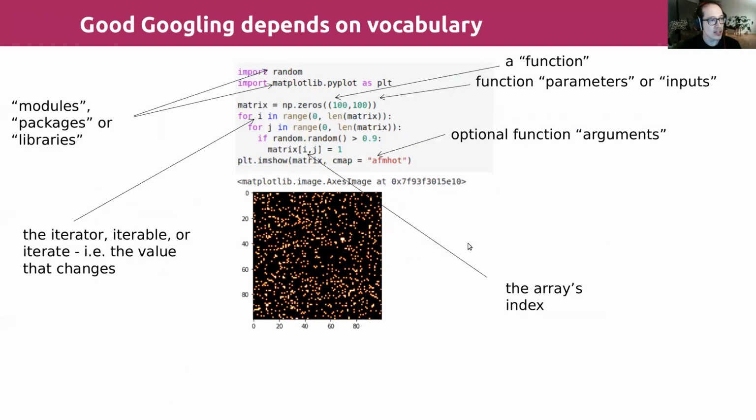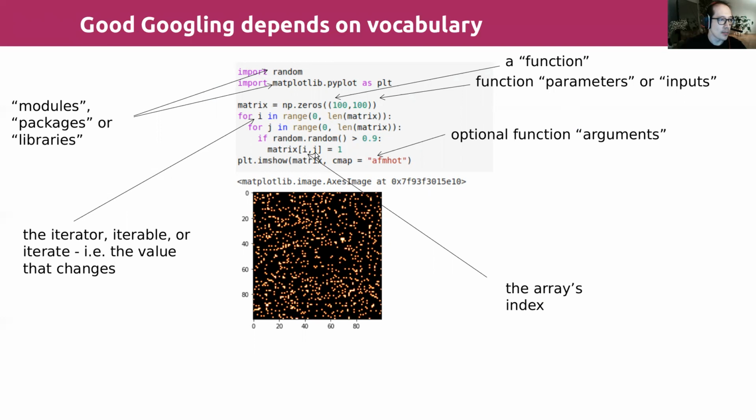It depends on your ability to describe the problems you're facing. And so I would say that this is something that really depends on your vocabulary. Being able to talk about programs in a precise way will really help you to Google your way through places when you get stuck. So knowing, for instance, that these are called modules, packages, or libraries. Knowing that this is called the iterator, the iterable, or the iterate.